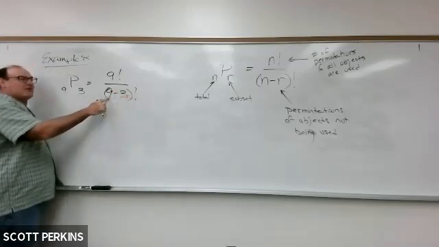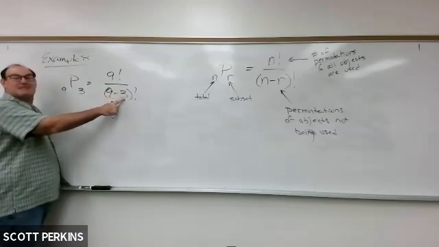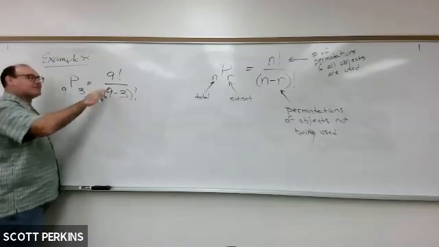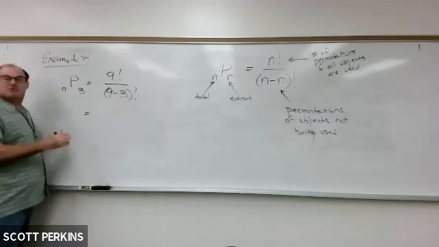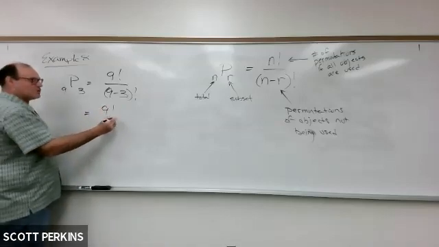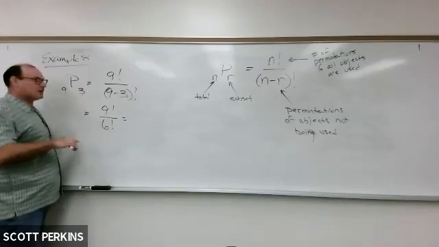This is the total number of objects minus the ones that I'm using, and that leaves me 6 that I'm not using. At this point, if your calculator does such things, you're good. If your calculator doesn't, then you have 9 factorial divided by 6 factorial, and here's what you do. This is the easiest way I could show you.